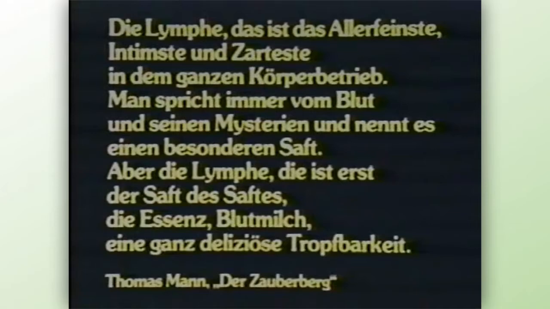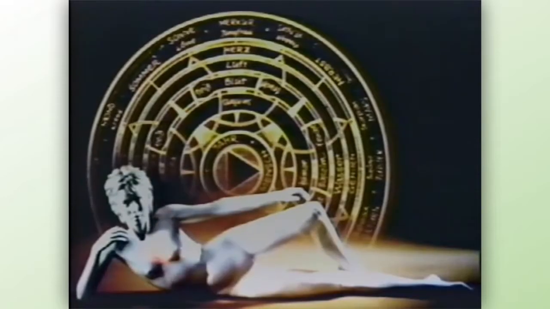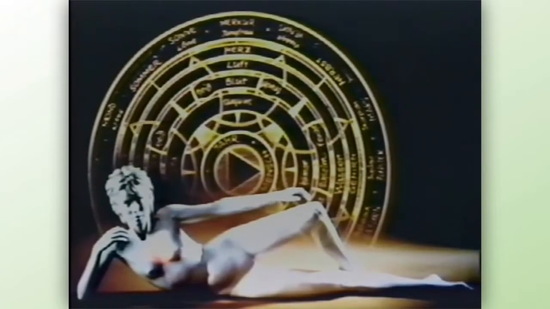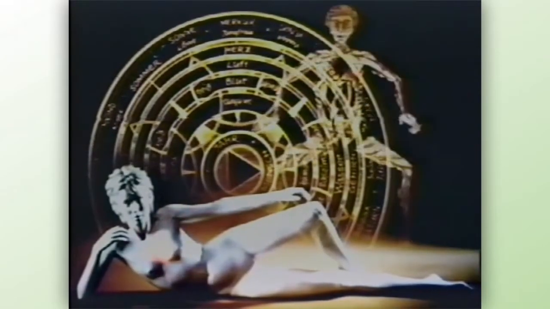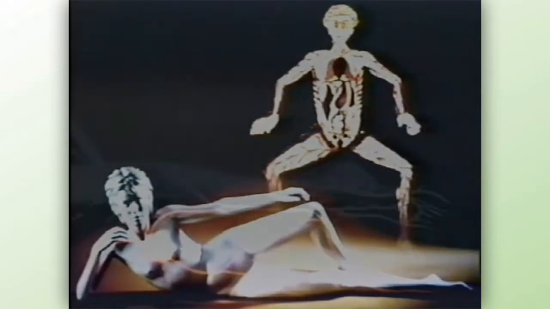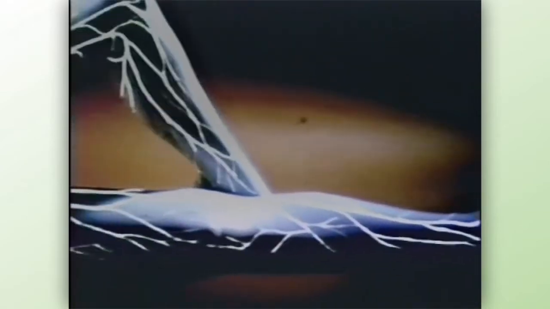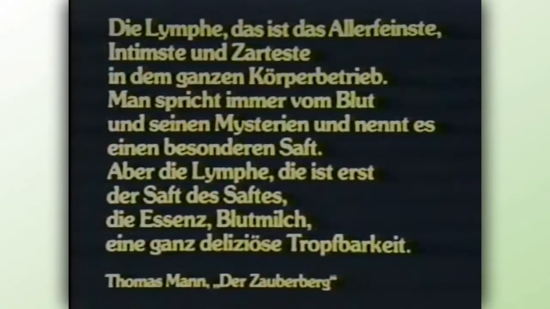The lymph, that is the finest of all, the most intimate and most delicate in the entire workings of the body. Always the talk is of the blood and its mysteries. It is called a special humour. But the lymph, that really is the humour of humours, the essence, the cream of blood, a most delicious sap. Thomas Mann, The Magic Mountain.